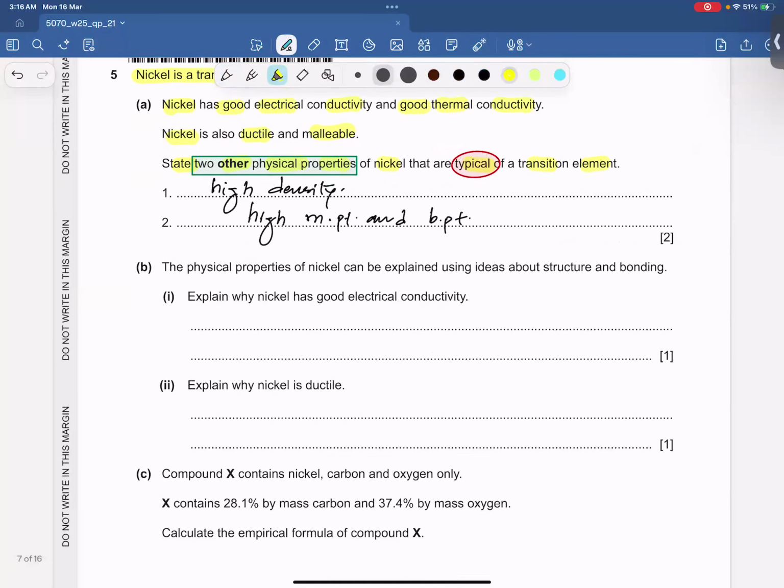The physical properties of nickel can be explained using ideas about structure and bonding. Explain why nickel has a good electrical conductivity. Nickel has a good electrical conductivity because of the presence of delocalized electrons. Delocalized means moving electrons. Electrons which move freely from one place to another place.